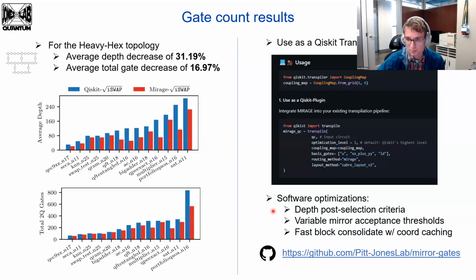We also talk about some variable acceptance thresholds, so that green box considering mirror gates, there are different thresholds you might accept in order to vary your degree of success for different types of input circuits. And finally, some speedups related to coordinate caching built into the unitary class and a faster block consolidation, which is like input cleaning before you run Mirage. And this can all be found online.